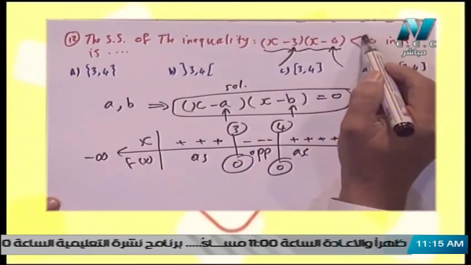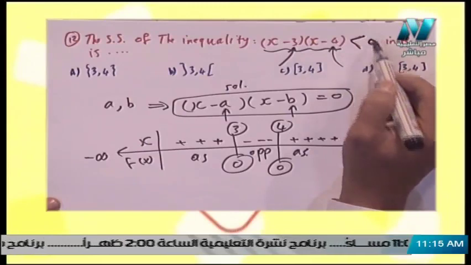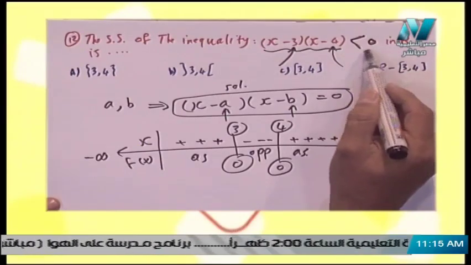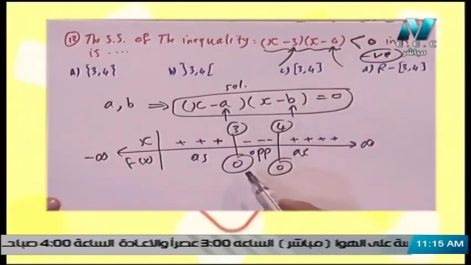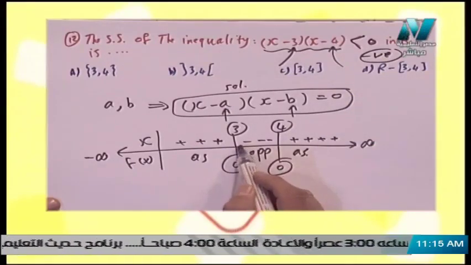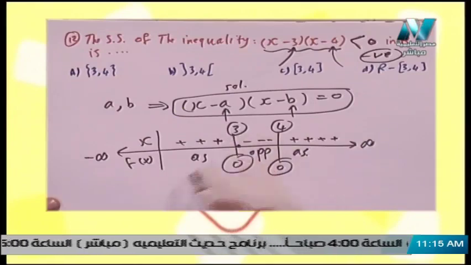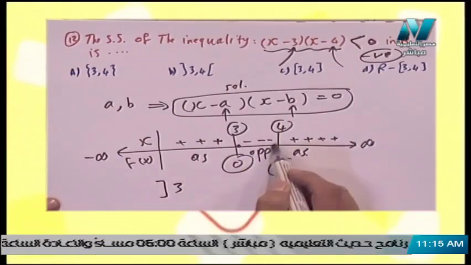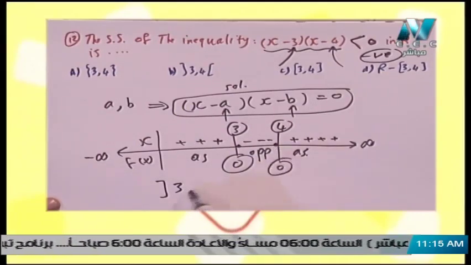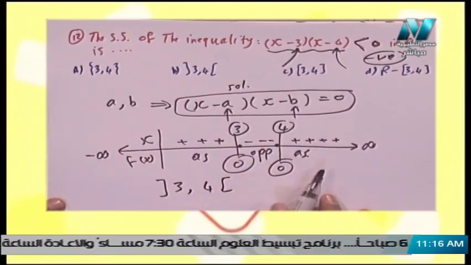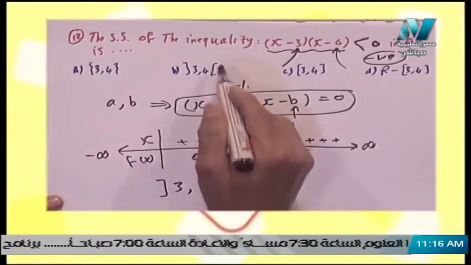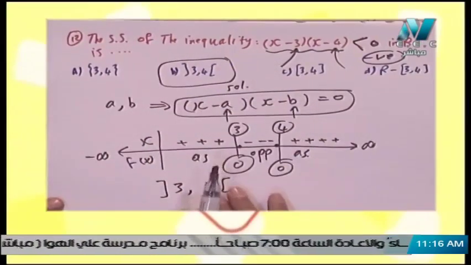And he wants me to find the solution set of the part less than 0. Less than 0 means negative part. So negative part start directly after 3 and directly before 4. So the answer is 3 and 4, all of them open. Okay, let's move quickly to another question.